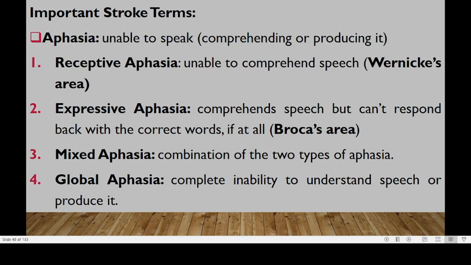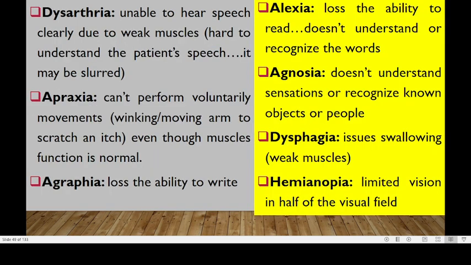the speech, yes, but they can't respond back with correct words. So in this case, we said it is expressive aphasia, okay? Expressive aphasia. That is where someone has a problem with the Broca's area, okay? We could also have mixed aphasia, a combination of the two, where Wernicke's and the Broca's area are both damaged, or the global aphasia where there is complete inability to understand speech and produce it, okay?